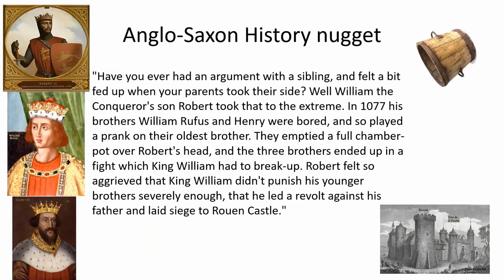In 1077, his brothers William, Rufus and Henry were bored and so played a prank on their eldest brother. They emptied a full chamber pot over Robert's head, and the three brothers ended up in a fight which King William had to break up. Robert felt so aggrieved that King William didn't punish his younger brothers severely enough that he led a revolt against his own father and laid siege to one of his castles.